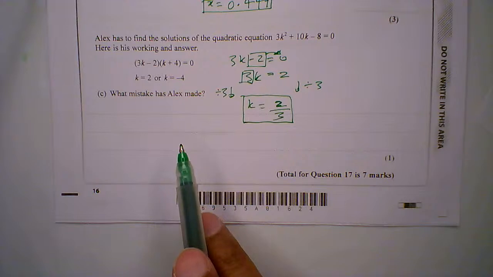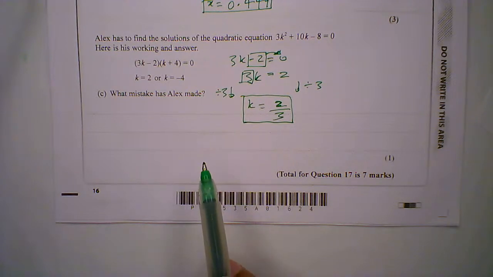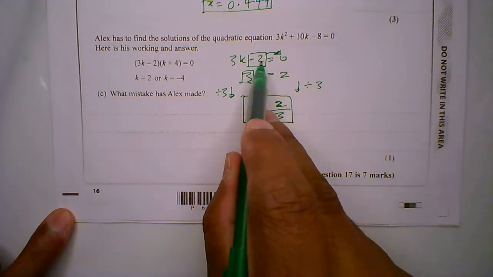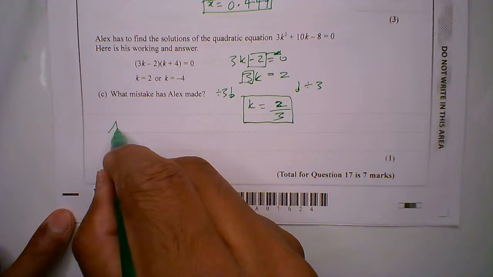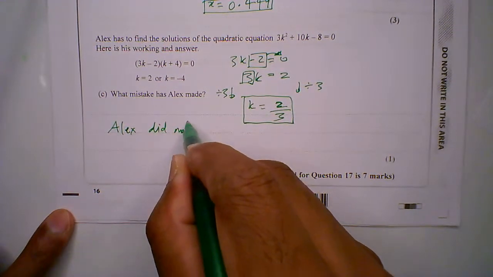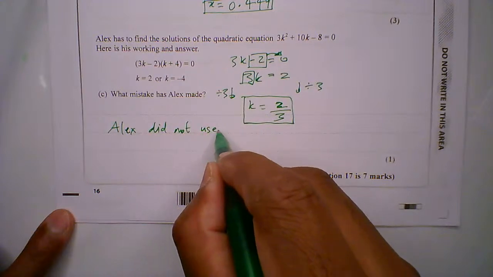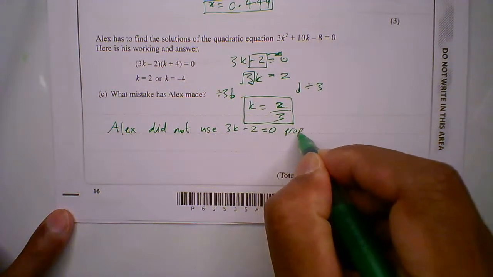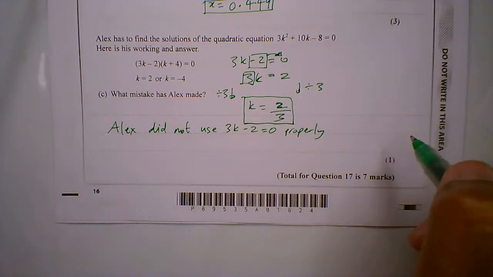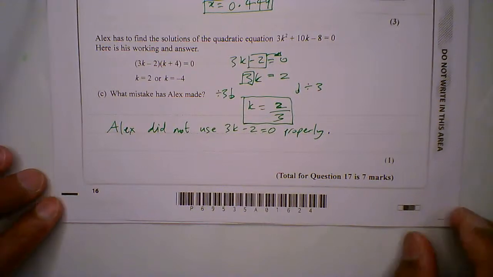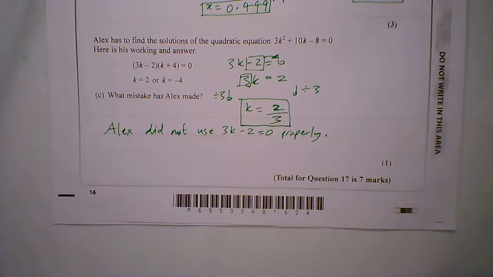Alex has made. In terms of how do we write that down, this was the first sentence, so that's what I will write down. Alex did not use 3k minus 2 equals 0 properly. Say what you see. So that's what I've done. So something like that should be sufficient as well. Okay, I hope you got that. So that's worth a nice 7 marks there.